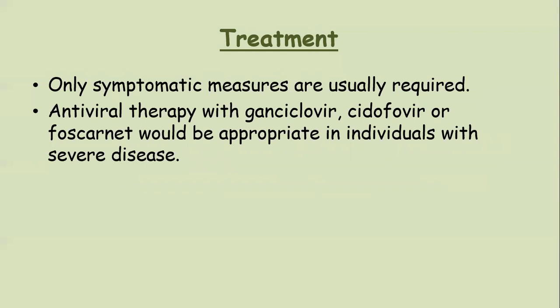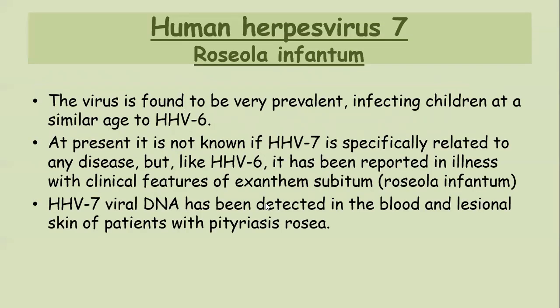Antiviral treatment with ganciclovir, cidofovir, or foscarnet would be appropriate in individuals with severe disease. Then comes human herpes virus 7, also associated with roseola infantum. This virus is also very prevalent and infects children at an age similar to human herpes virus 6, that is, 2 years or less.